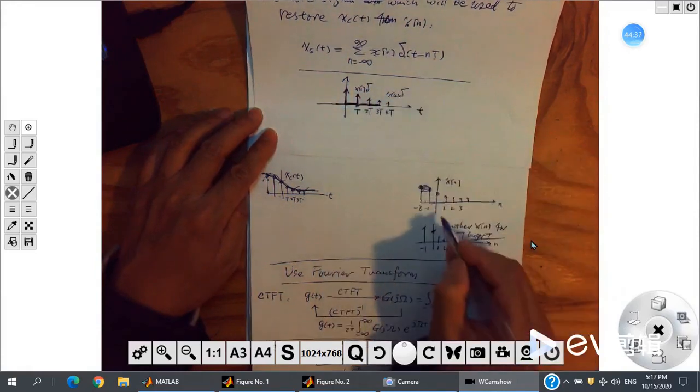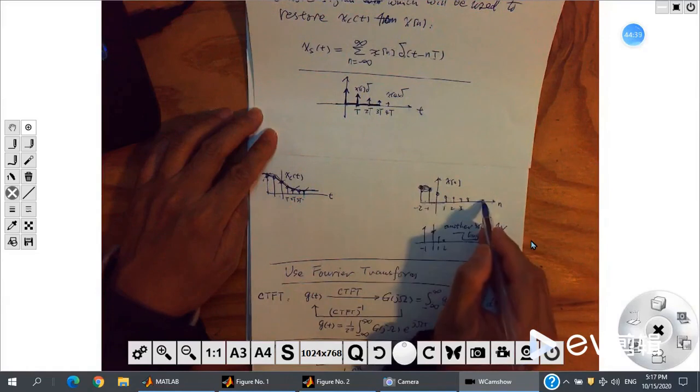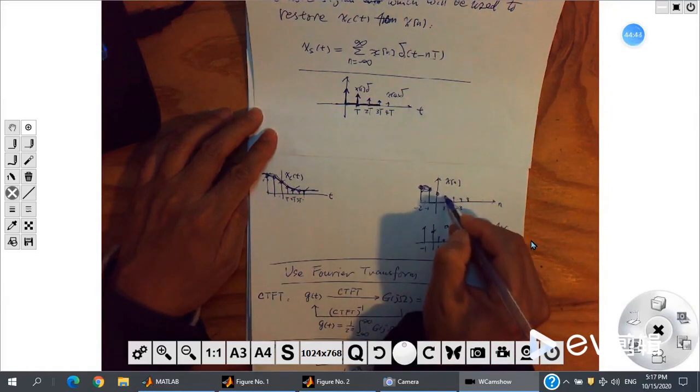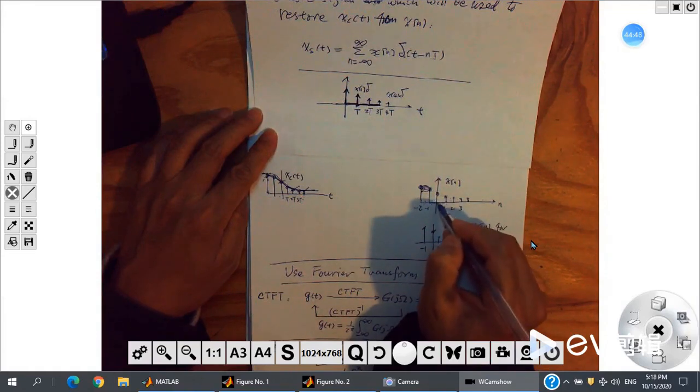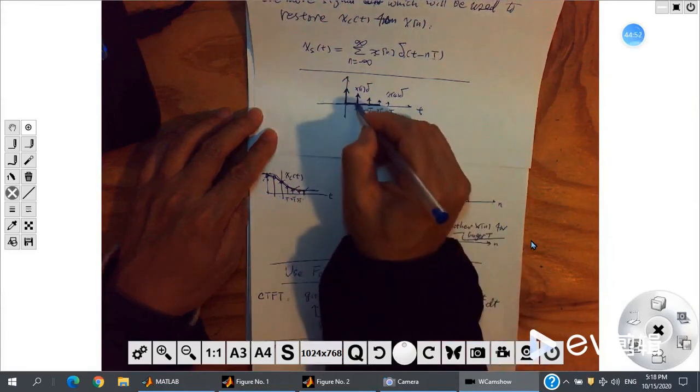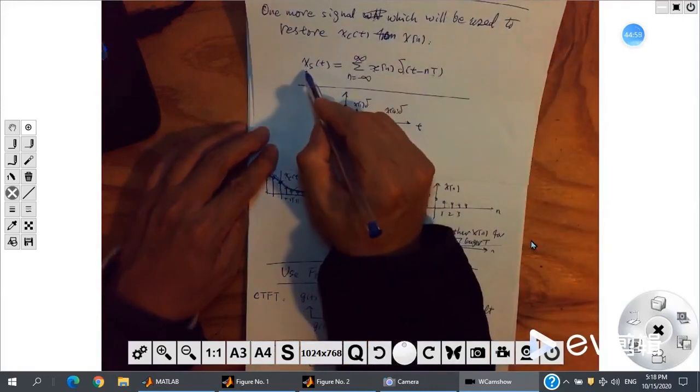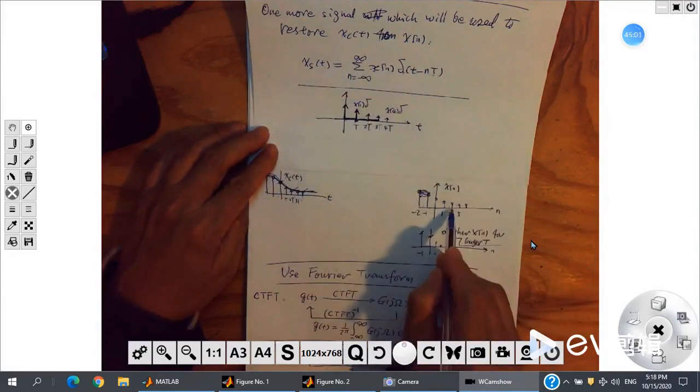It is different from this x[n]. x[n] is just a value, just like that. Between two values here, nothing. Not zero, nothing, no value. Here is a value, value 0, but they are values. Alright, this is xs of t. So this is a continuous time signal, an analog signal. This is a discrete time signal.